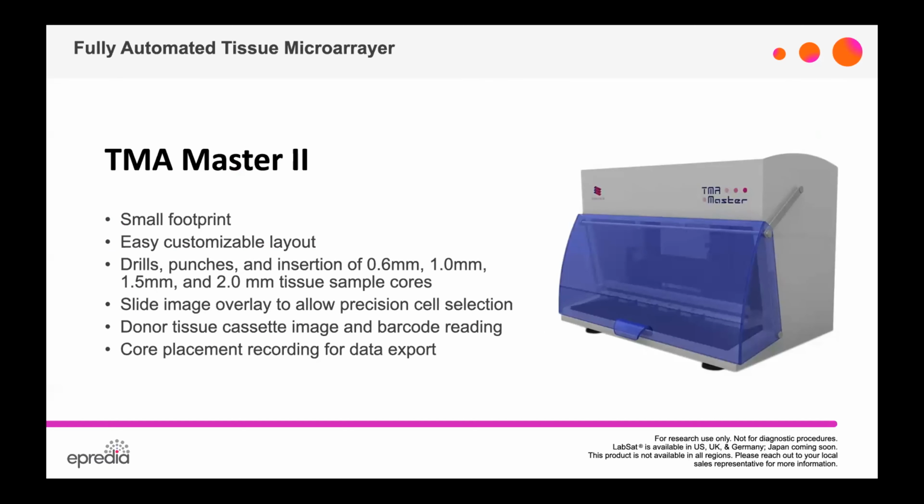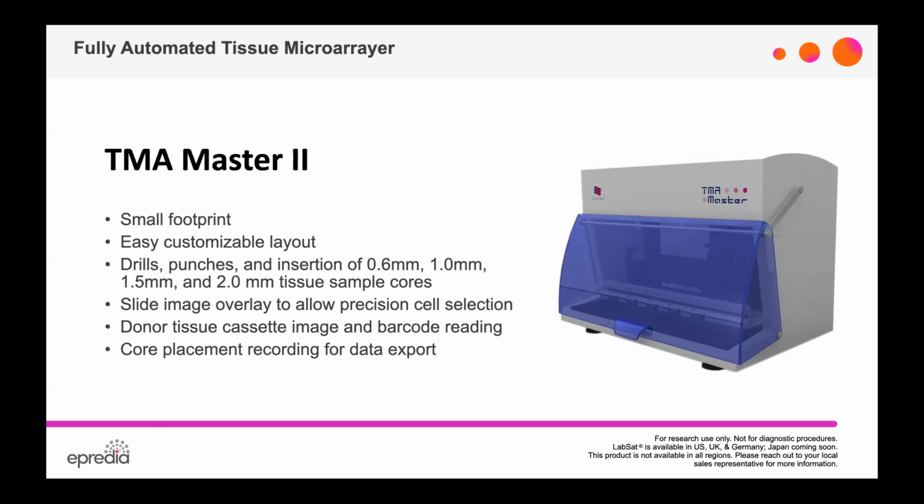So as it says, the TMA Master 2 does have a small footprint for valuable lab space. It's an easily customizable layout in the software that you can see with the diameter shown, and you are able to overlay, over the paraffin block itself, the image of a scanned slide that matches, whether it's immunofluorescence, chromogenic IHC, or the H&E, and designate very precisely the groups of viable cells that you want. So if there are areas that have perhaps necrosis, or fibrosis, or other features that you don't want in your sample set for the cores, you can choose the most precise viable cells with the best staining.